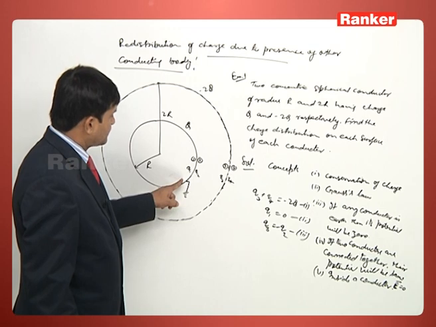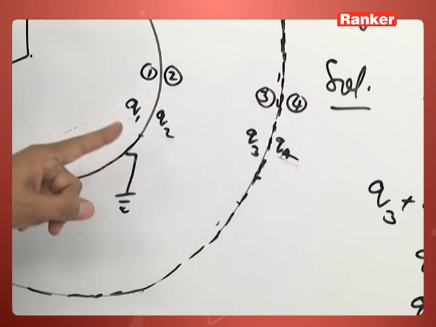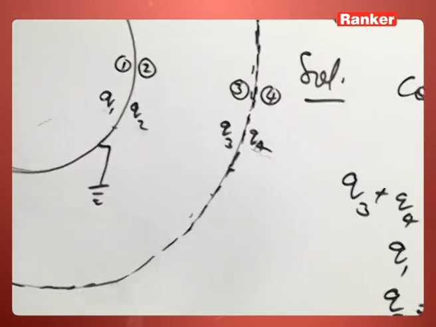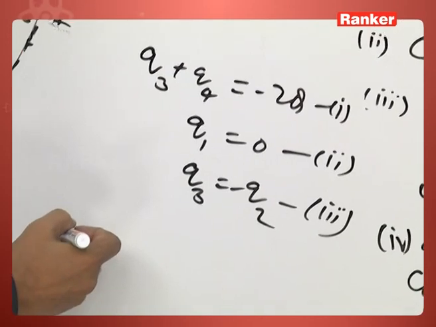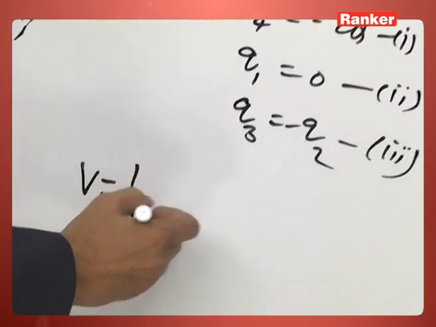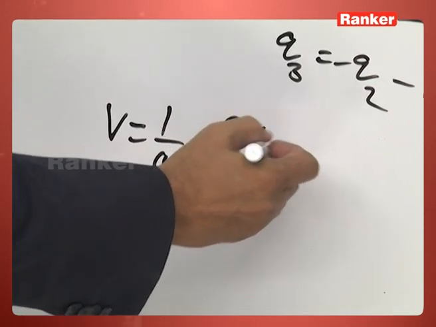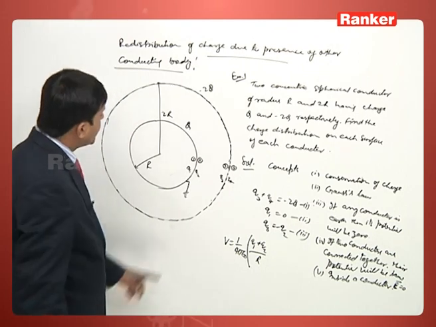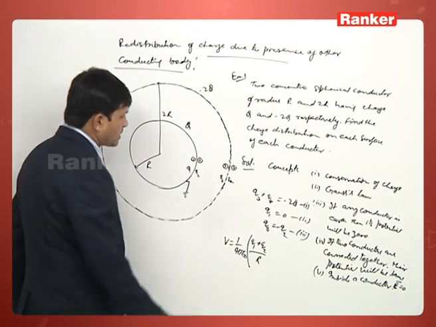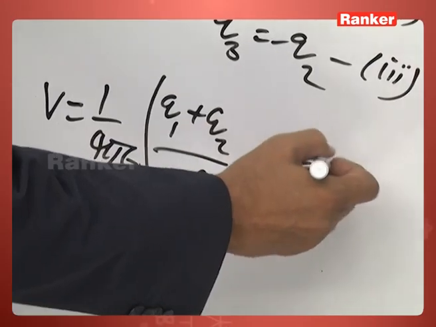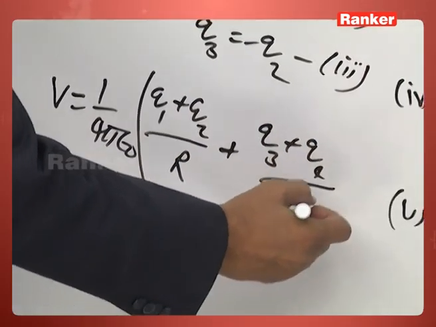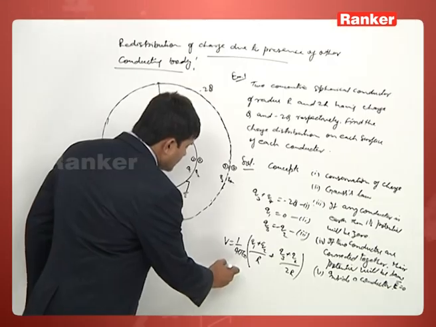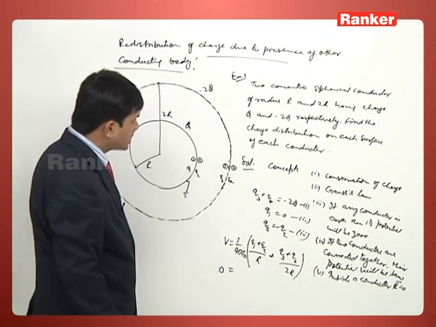Next equation here: as the inner shell has been earthed, the potential of the inner shell must be 0. So first we are calculating the potential of this. The potential of this is 1 by 4 pi epsilon naught times (Q1 plus Q2) by R, and the potential due to this charge is (Q3 plus Q4) by 2R. Now since it has been earthed, it is equal to 0.